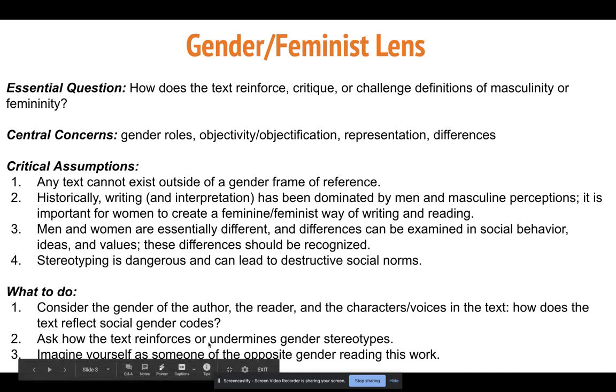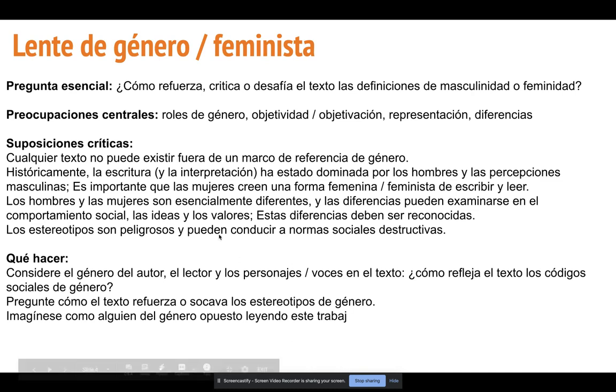Ask how the text reinforces or undermines the gender stereotypes. Imagine yourself as someone of the opposite gender reading this work. Okay, these are a few ways that you can consider your text and write about your text. Use this as a platform. If you're using the gender feminist lens, if something doesn't make sense still, reach out to me. Let's talk. Okay. You'll notice if you need it, I do have a slide in Spanish. This covers the same sort of material. For those that need it, you might want to pause here and reference this.